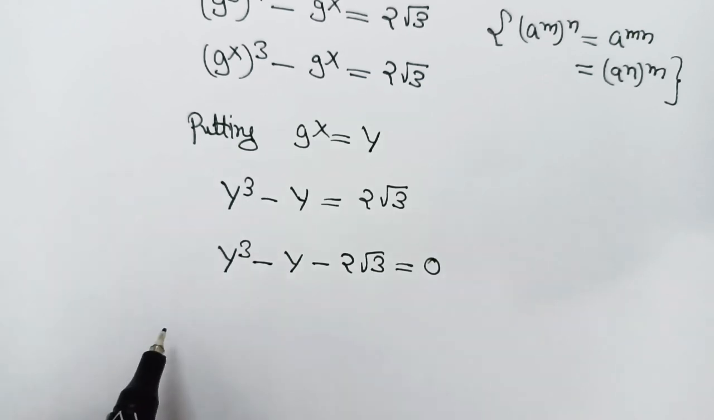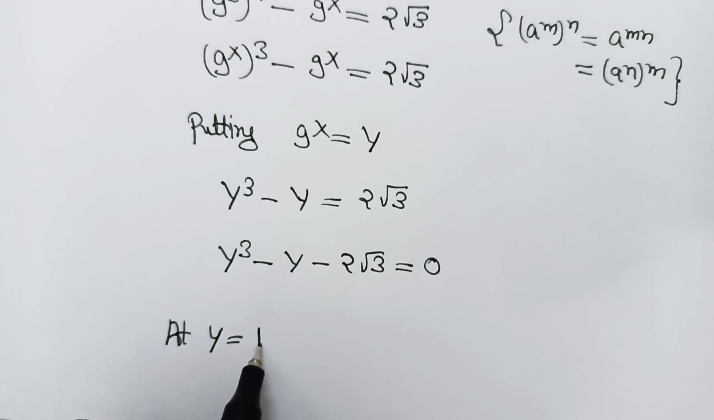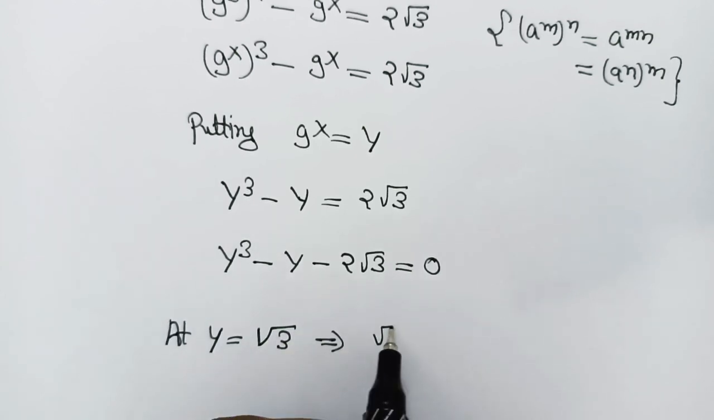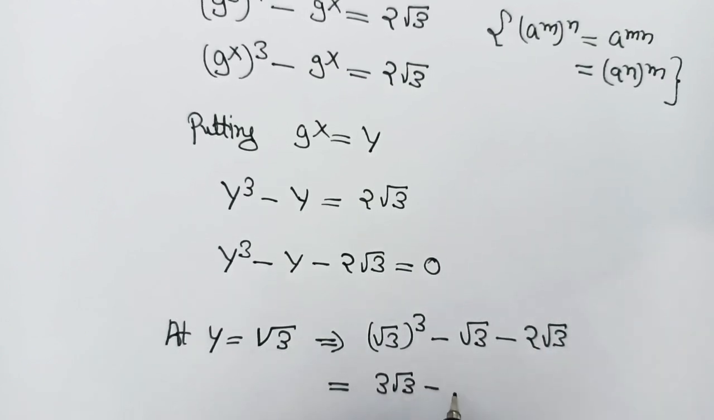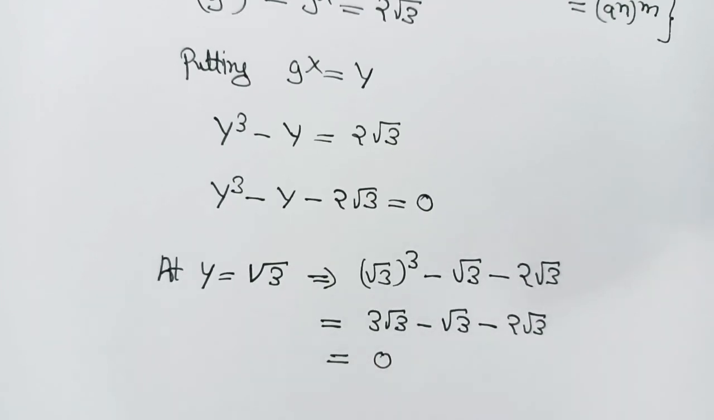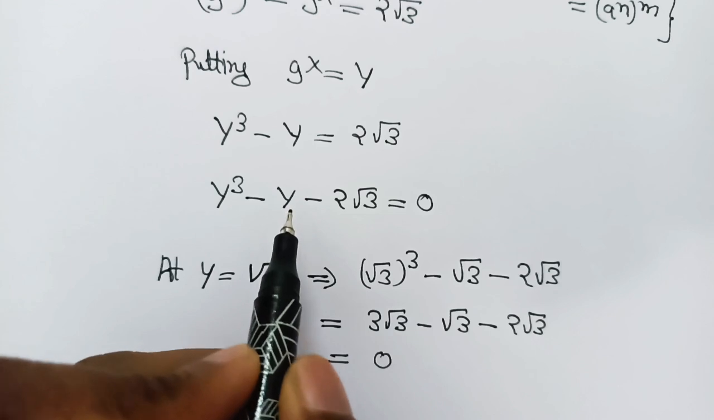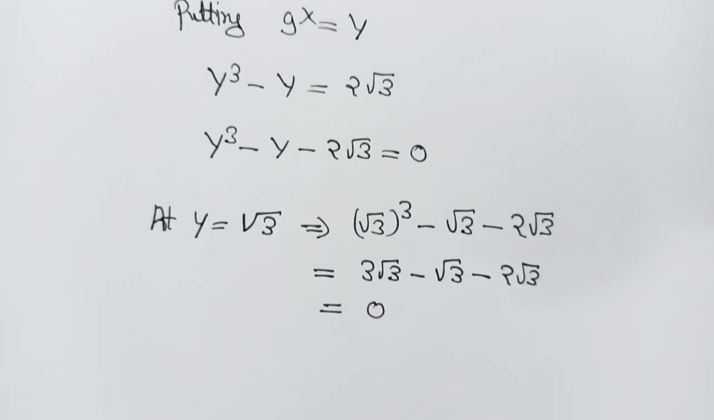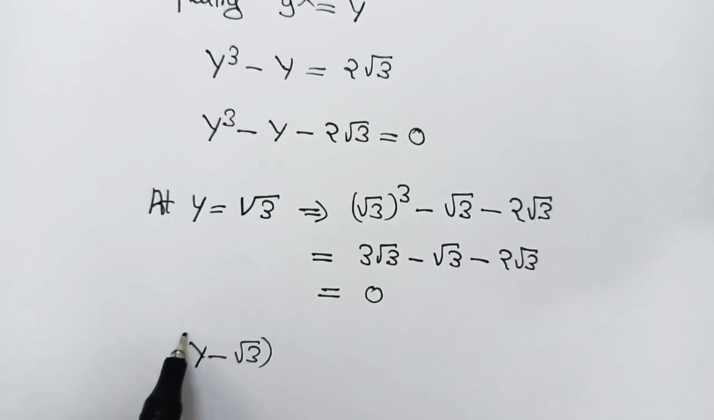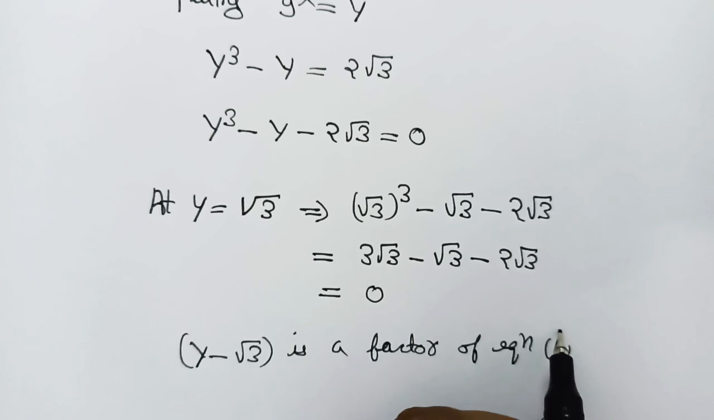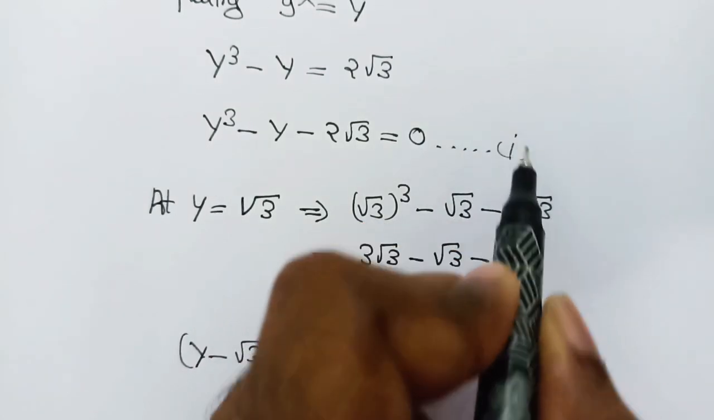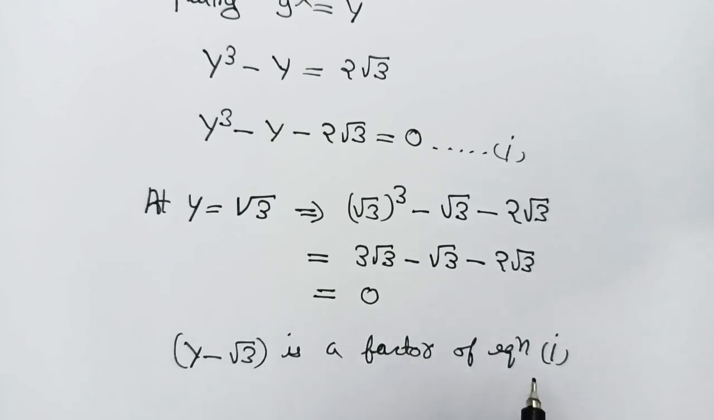Now using the hit and trial method, at y is equal to square root of 3, it implies square root of 3 cube minus square root of 3 minus 2 into square root of 3 is equal to 3 square root 3 minus square root 3 minus 2 square root 3, which gives the value 0. That means at y equal to square root 3 this equation is satisfied and equals 0. So y minus square root 3 is a factor of equation number 1, supposing this is equation number 1.